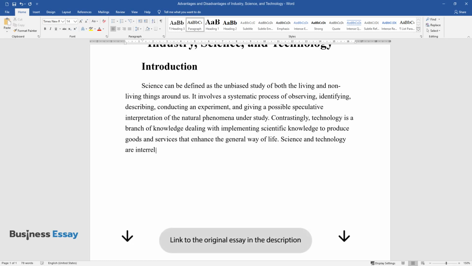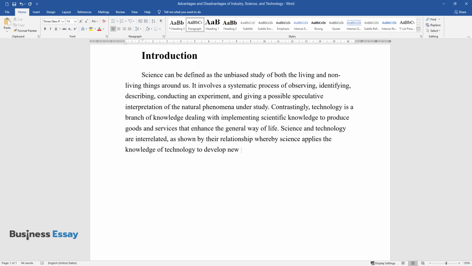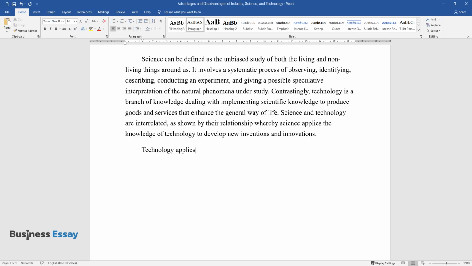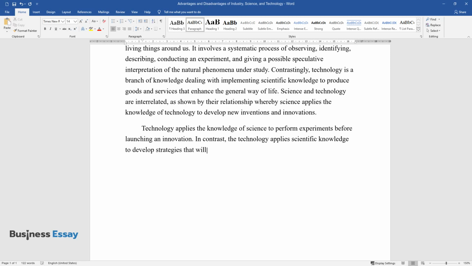Science and technology are interrelated, as shown by their relationship whereby science applies the knowledge of technology to develop new inventions and innovations. Technology applies the knowledge of science to perform experiments before launching an innovation. In addition, technology applies scientific knowledge to develop strategies that will help solve existing and upcoming global problems.